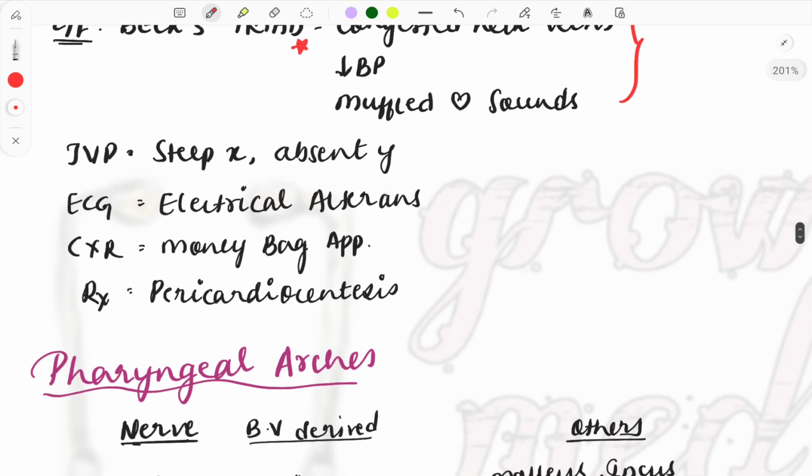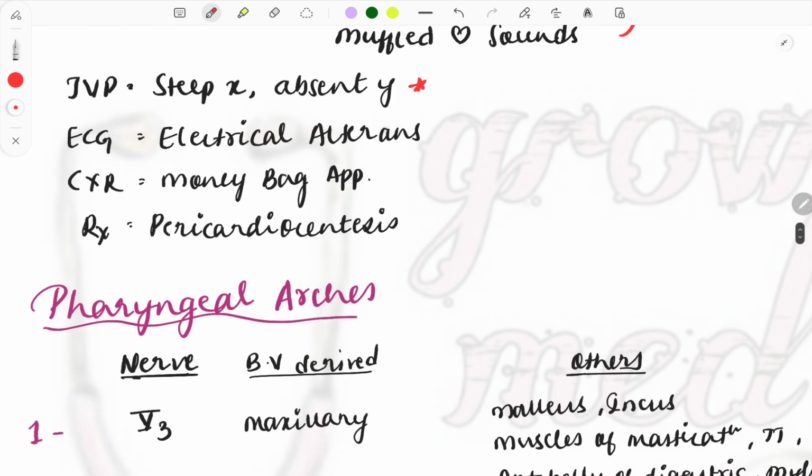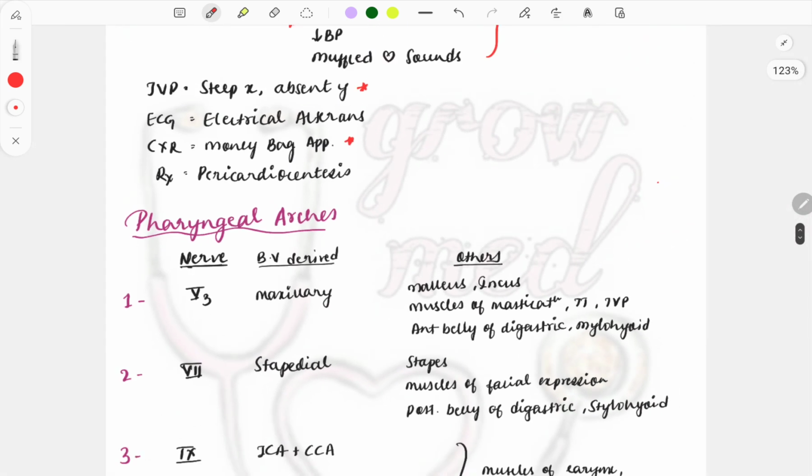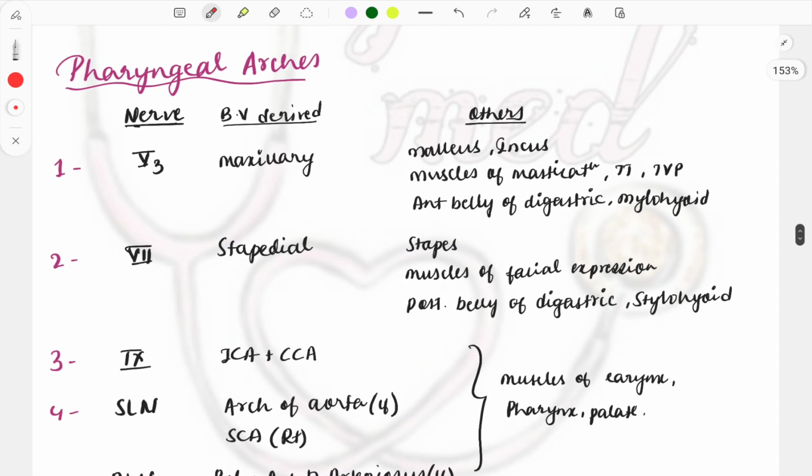Then on JVP you can see steep X and Y descent, so important finding. And on ECG, electrical alternans. On chest X-ray you can see a money bag appearance. This is also important, रेडियो के इंटीग्रेशन में पूछ सकते हैं. And treatment is pericardiocentesis.